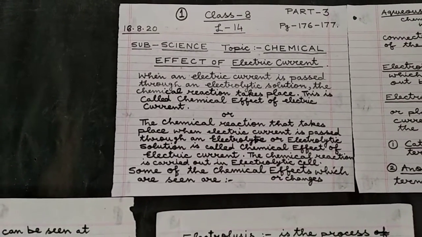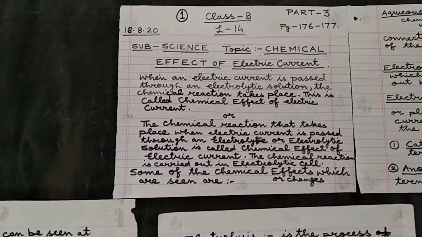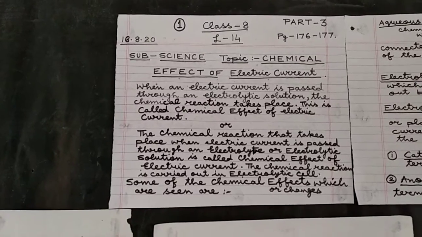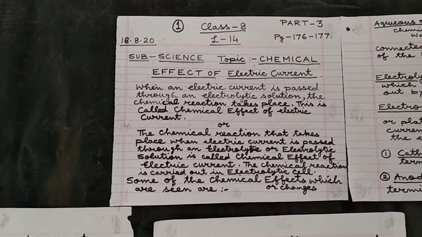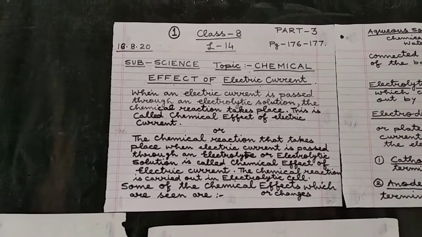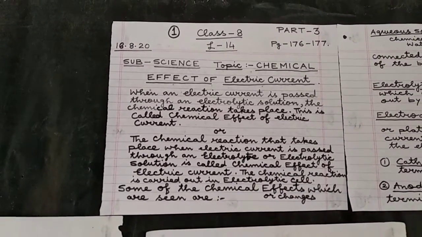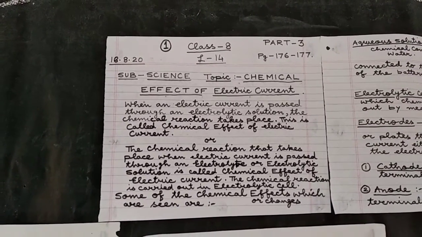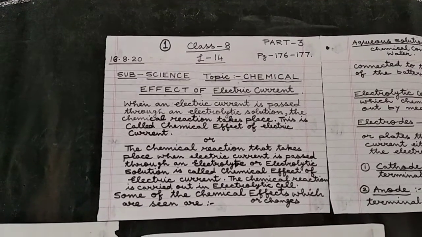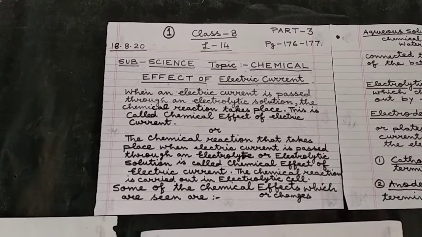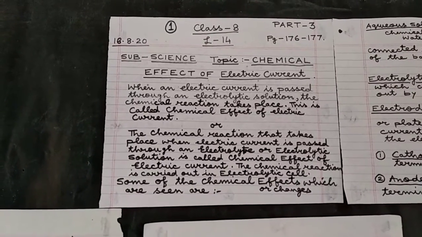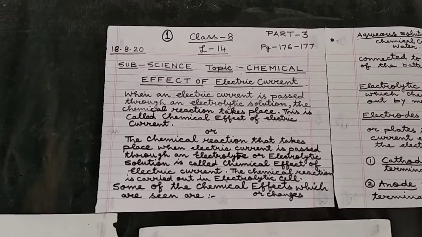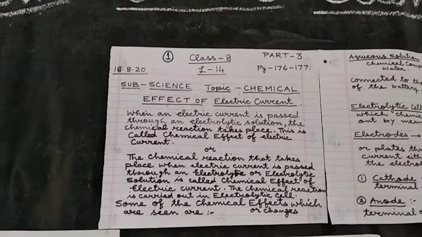Then what happens when the electric current is passed through the electrolytic solution or the conducting liquid, which is also known as the electrolyte? A chemical reaction takes place, and as a result of this chemical reaction, certain chemical changes also take place. And these changes which take place as a result of the chemical reaction when we pass the electric current through an electrolytic solution or through the conducting liquid or electrolyte is called the chemical effect of electric current.